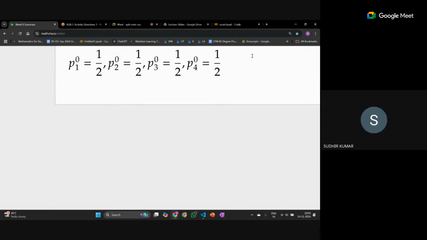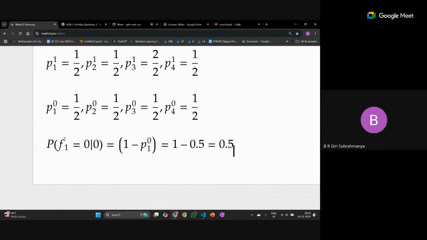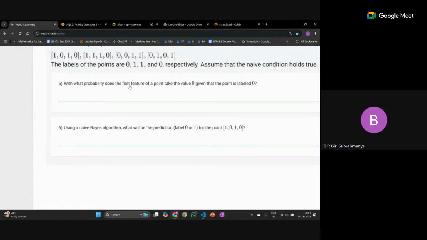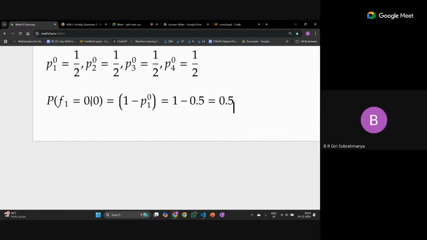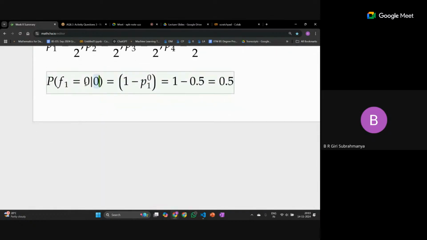Can you also explain this notation, sir? Yeah. The question is asking for the first feature, the probability that the value is 0 given that the point is labeled 0. I mean, the probability that the feature's value is 0 given that the label is 0. So whenever there's 0, there's going to be 1 minus this. Now this 0 comes from this, and this 1 comes from feature P1, the first word. All right.